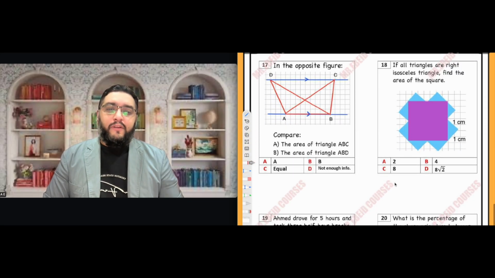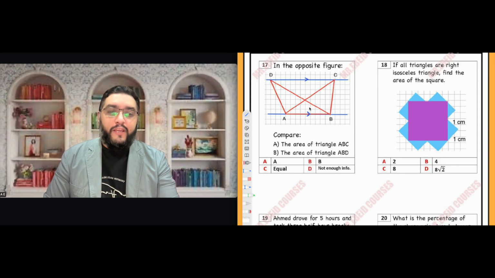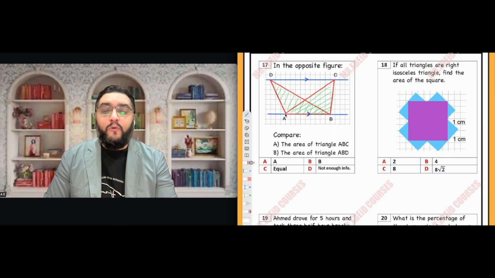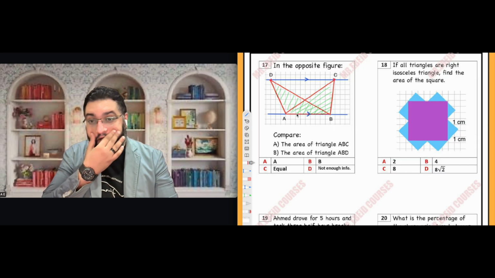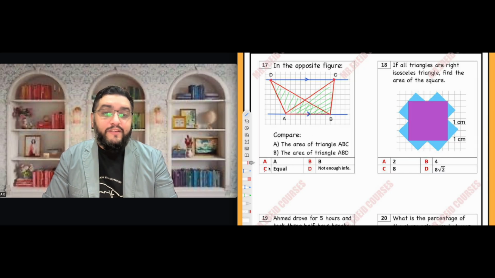In the opposite figure, compare between the area of triangle ABC and the area of triangle ABD. The area of triangle ABC, this triangle, and the area of triangle ABD, this one. If you have two parallel lines and two triangles between the two parallel lines, and both have the same base, and the opposite vertex lies on the opposite parallel line, so the two triangles are equal. It means that the areas of the two triangles are equal. It means the answer is C.